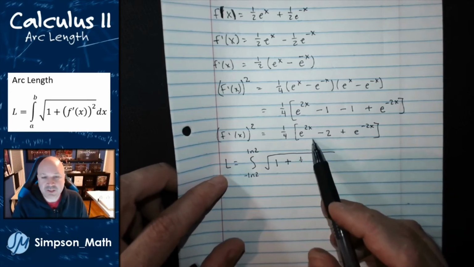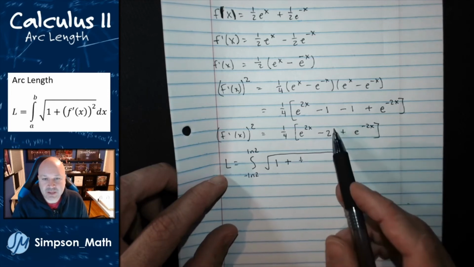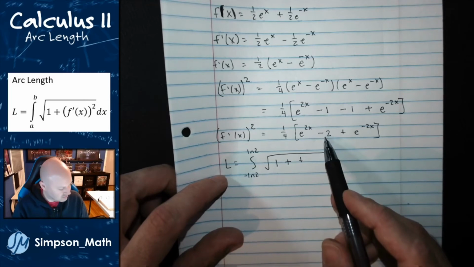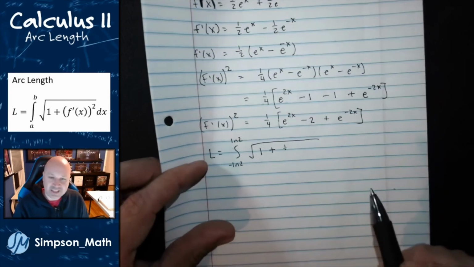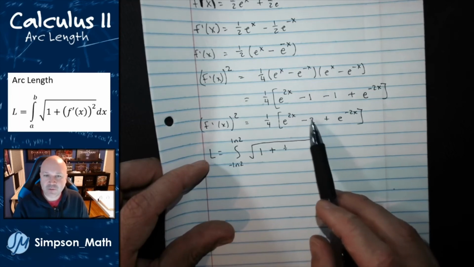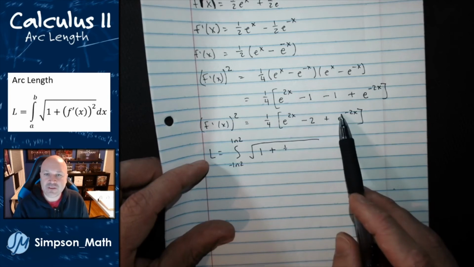I'm debating if I should distribute the 1/4, because then I could add the stuff. Yeah, I do that. Because I'm about to add, and I'm going to want to combine these like terms, I'm going to go ahead and fourth all of these values.